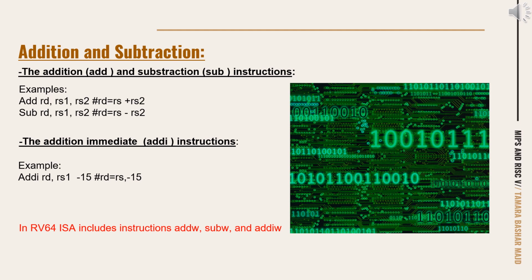In the example given, the signed constant -15 is added to the source register and the result is stored in the destination register. The RV64 ISA includes instructions that are add W, subtract W, and add IW, which operate on the lower 32 bits of the 64-bit operand, while the upper 32 are being ignored.